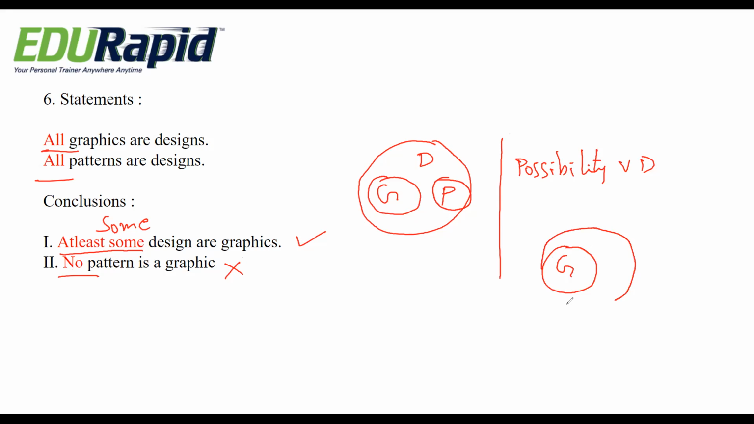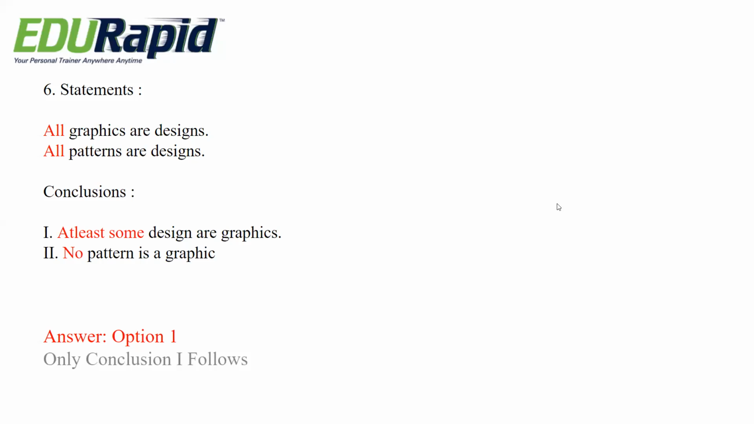All graphics are designs. Also, all patterns are designs. It does not affect our statement. It is as it is our statement. So no pattern is a graphic, they are telling. But here in the possibility Venn diagram, some graphic can be a pattern. So it does not follow. No pattern is a graphic does not follow because there may be a possibility that some pattern can be a graphic. So for this only conclusion 1 follows. That is option 1. Only conclusion 1 follows.